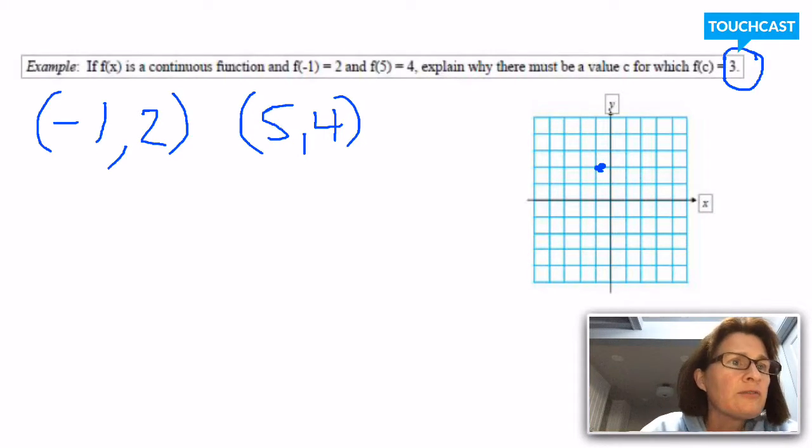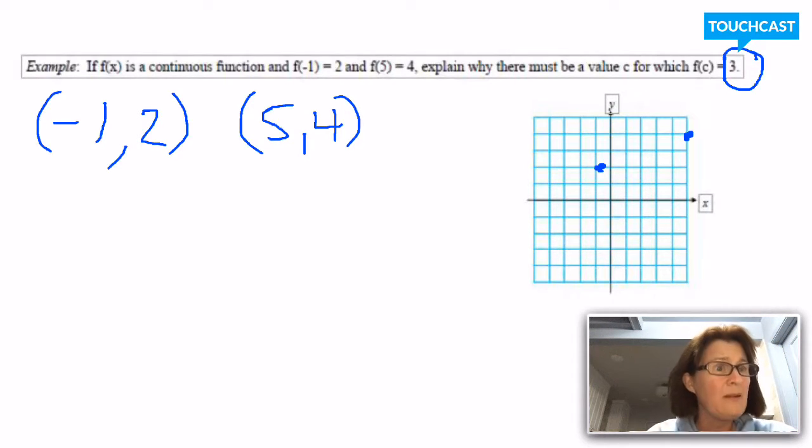Pretty good. I know (5, 4). I know these are both on my graph. I don't know anything necessarily about how those are connected, except that they're connected in a way that's continuous. No holes, no skips, no jumps. What's the y value I'm interested in?